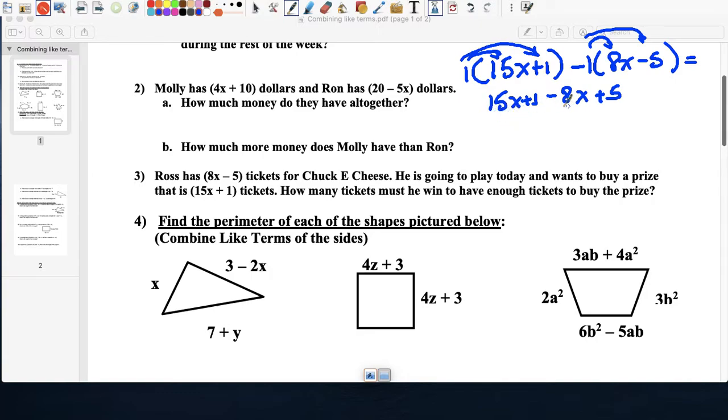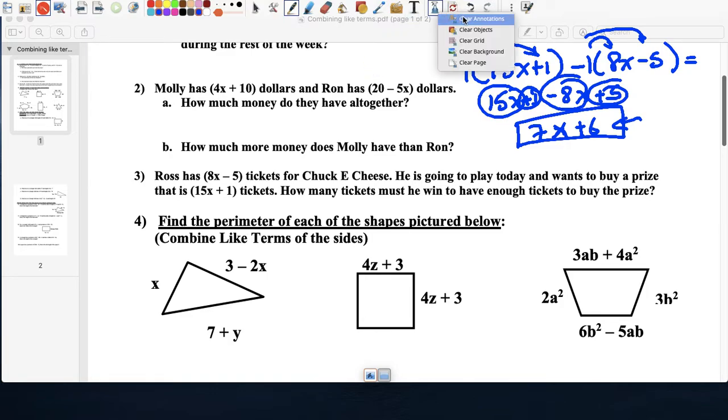Combine like terms, 15x minus 8x is 7x, and then plus 1 plus 5 is plus 6. So this is how many more tickets he needs. This is how many more tickets he needs in order to get his prize.